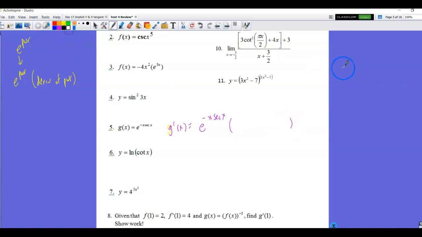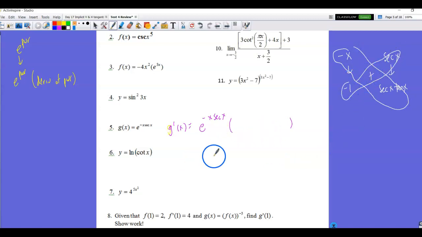So now I'm going to perform the product rule. My first factor is negative x. My second factor is secant x. The derivative of negative x is negative 1. And the derivative of secant x is secant x tangent x. So we're going to multiply and add. So that would give me negative x secant x tangent x minus secant x.